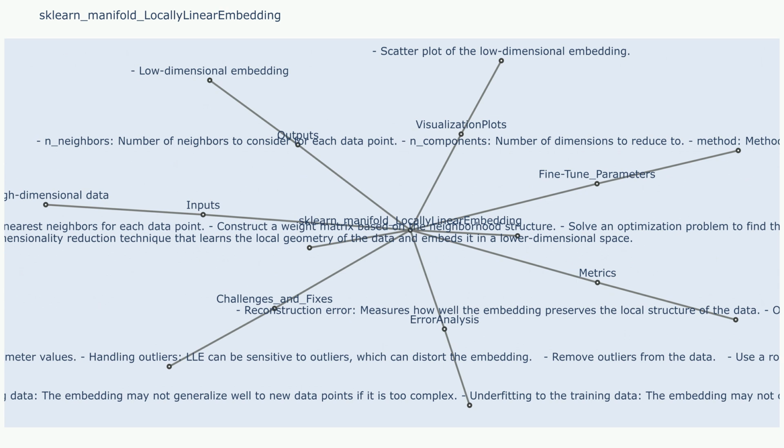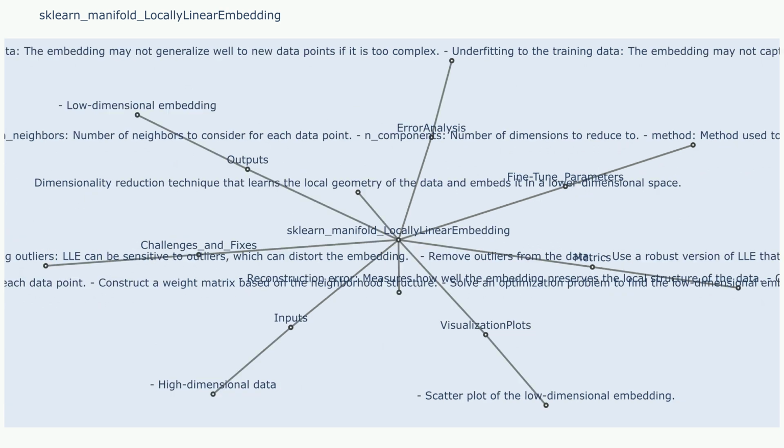Embedding optimization: the algorithm then finds a lower dimensional representation of the data that minimizes the reconstruction error while preserving the local neighborhood relationships as defined by the weights. This is typically done using an optimization algorithm, such as eigen decomposition.